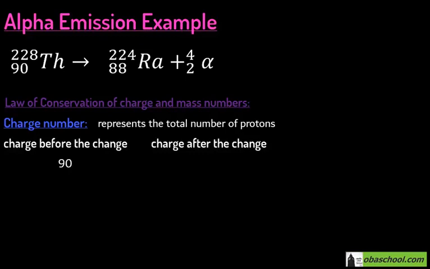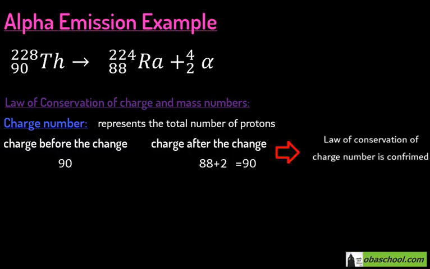Let's check if this law is verified in this radioactive decay. The charge number of radium is equal to 88 and the charge number of the alpha particle is 2. So 88 plus 2 gives an answer of 90. So we can say that the law of conservation of charge number is confirmed in this decay.